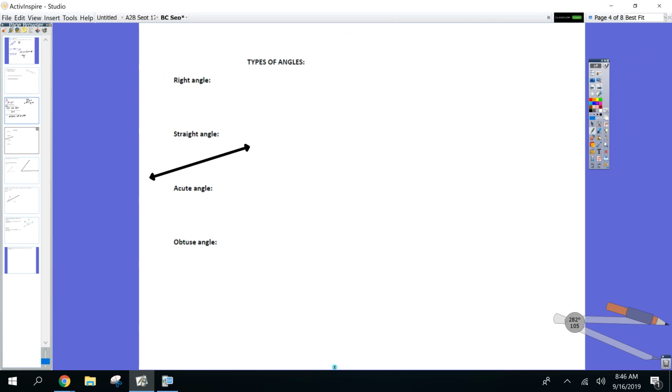Okay, here we go. Types of angles. You've heard of all these, I hope, before, so help me out. What is a right angle? 90 degrees. Measures exactly 90 degrees.